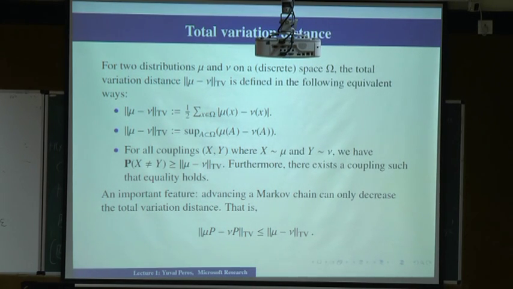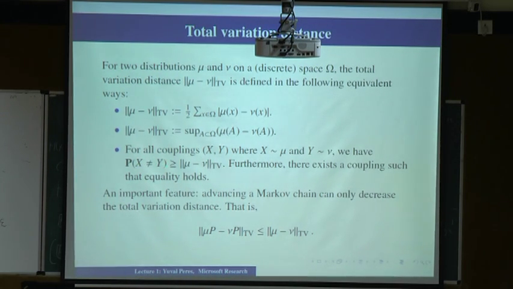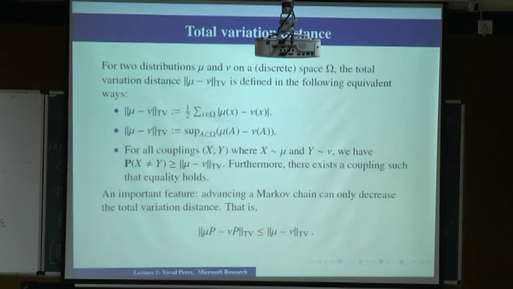So given two measures mu and nu, a coupling of them is just a pair of variables x, y, so it's a joint distribution on the product space where x has distribution mu and y has distribution nu. But x and y are allowed to be dependent here. Then we always have a lower bound. The probability that x is not equal to y is always at least the total variation distance of mu and nu. But if we optimize over couplings, there always is a coupling which gives this total variation distance.